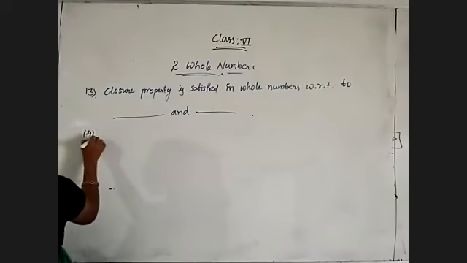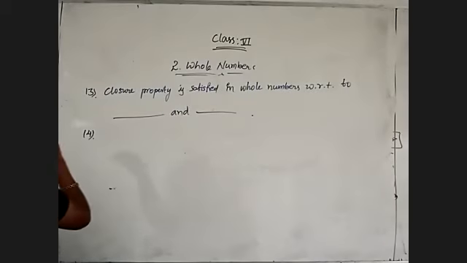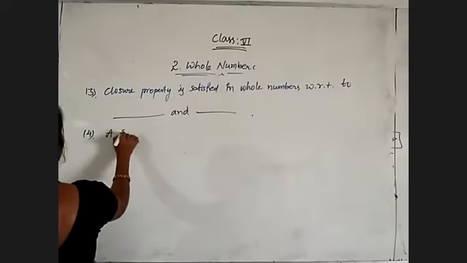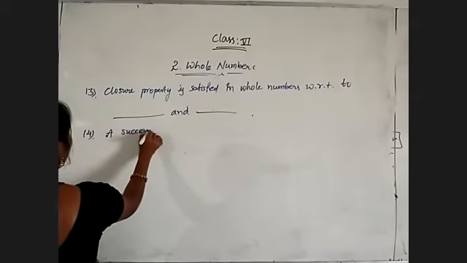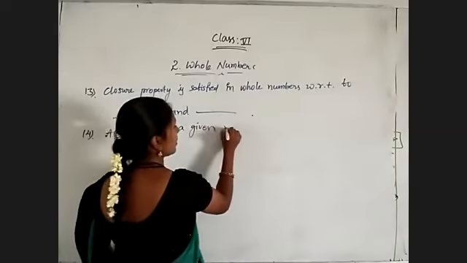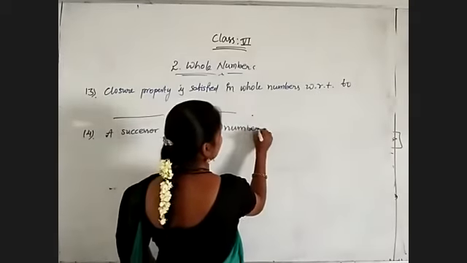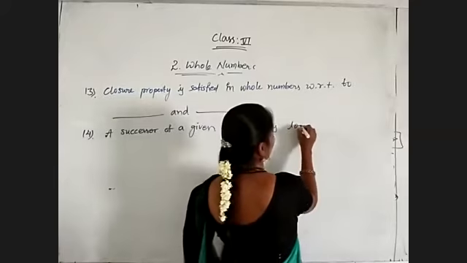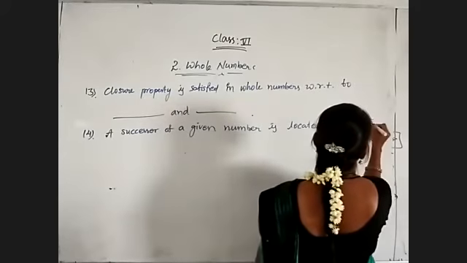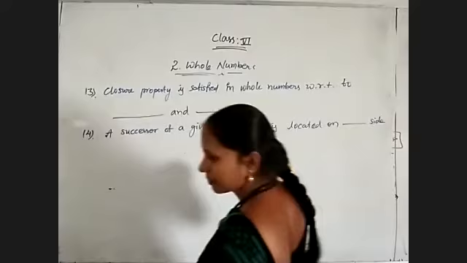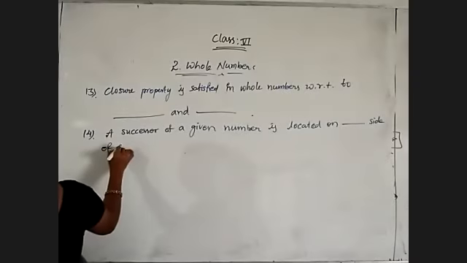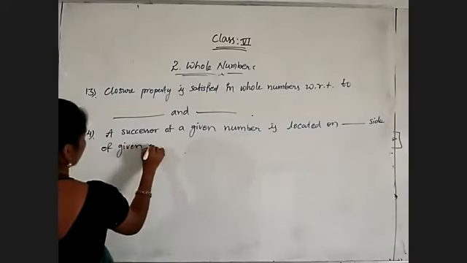And my 14th question is, a successor of a given number is located on dash side of the given number on the number line.